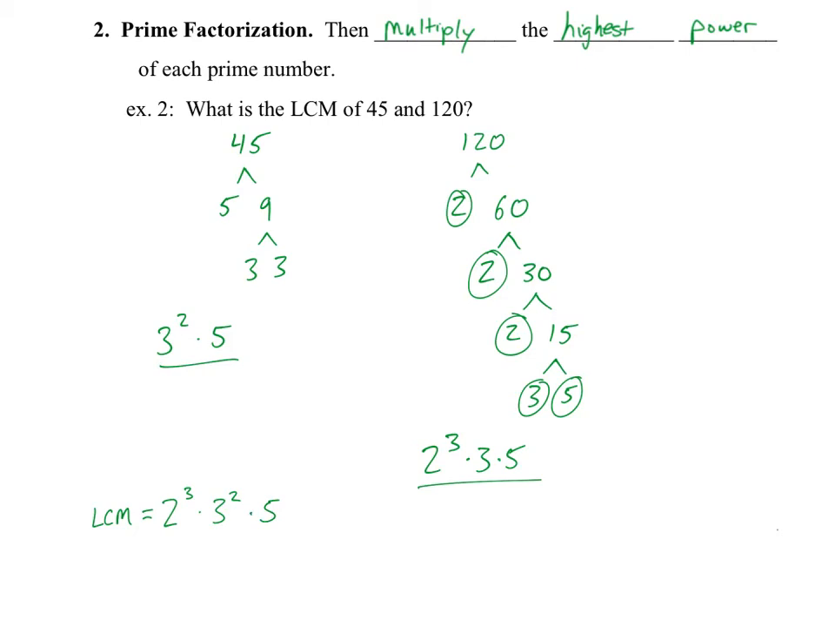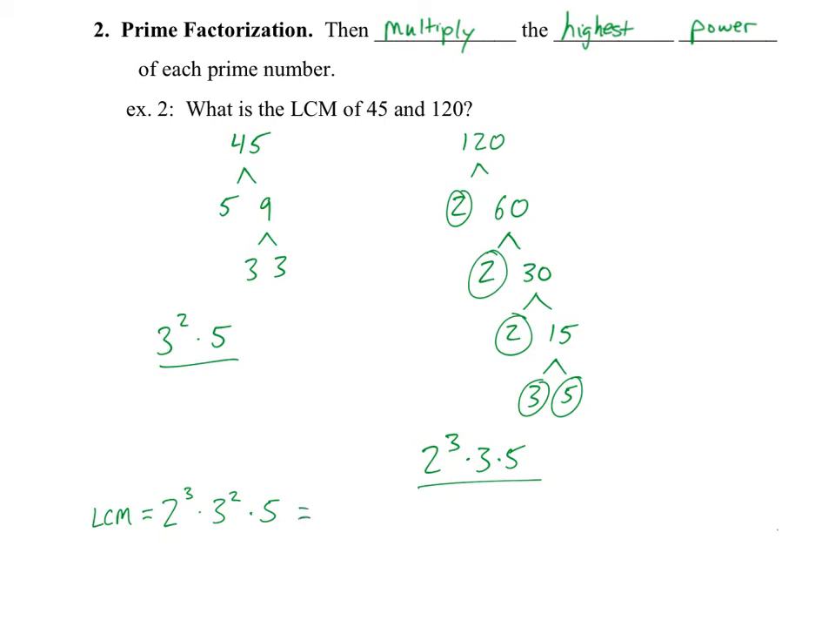And so you'll notice I have a couple different things there. What's one that only shows up in one? So 2 to the third, if it only shows up in one, I still keep it. If I have one that's in both, like a 3 squared and a 3, then I just keep the highest power, the 3 squared. And if I have one that shows up in both and the power is the same, then I just keep that power.